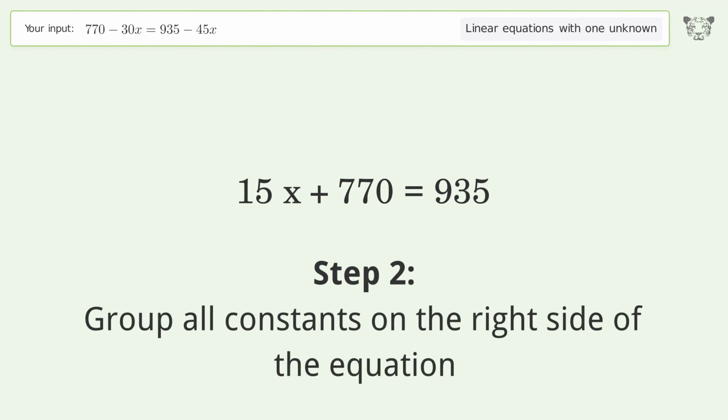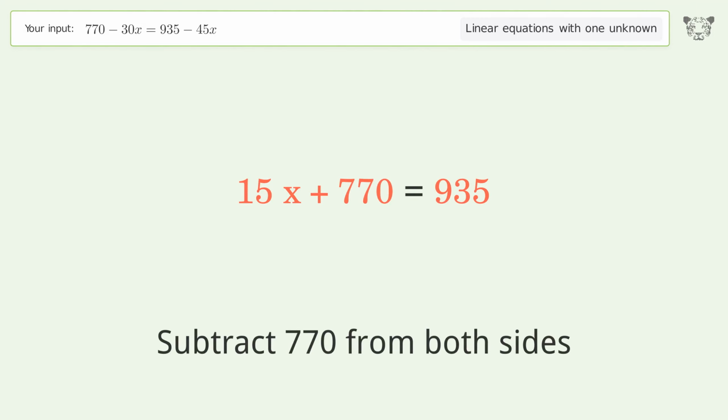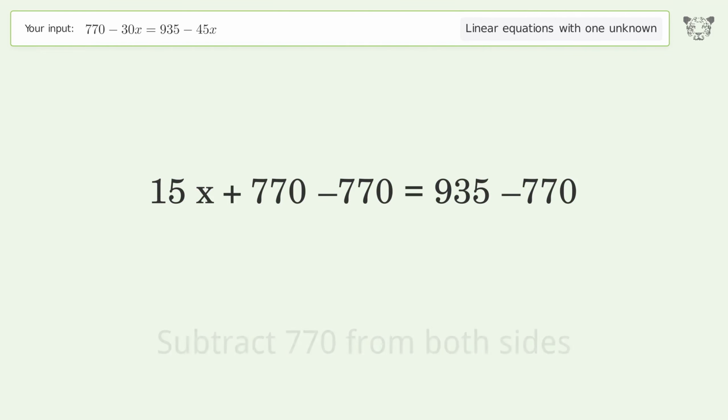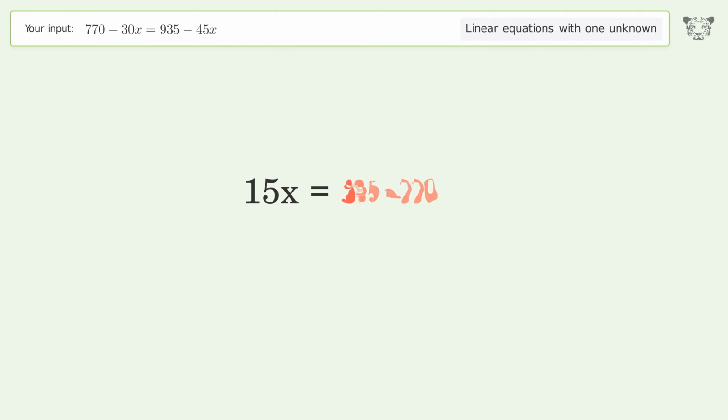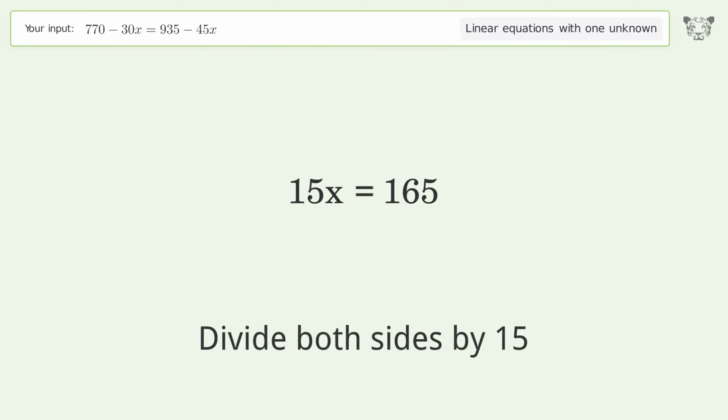Group all constants on the right side of the equation. Subtract 770 from both sides. Simplify the arithmetic. Isolate the x. Divide both sides by 15.